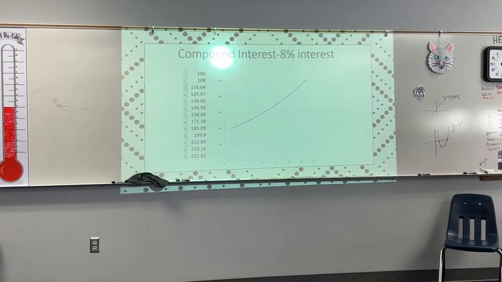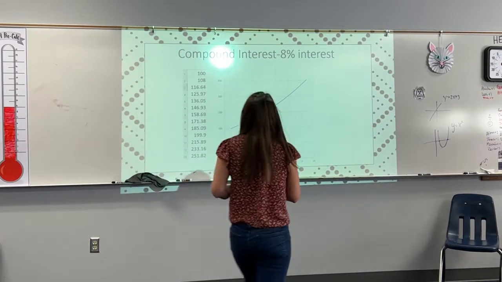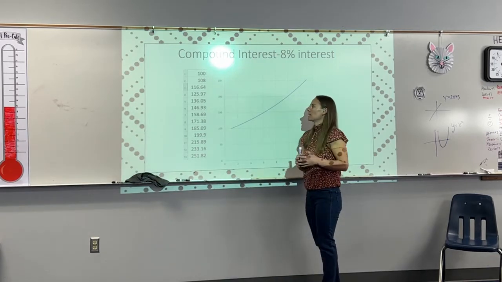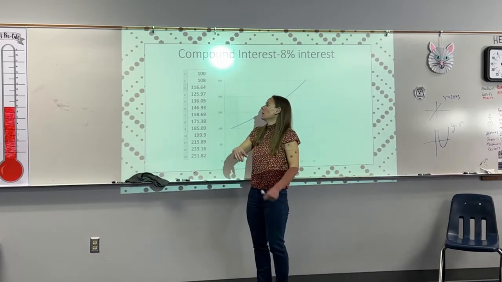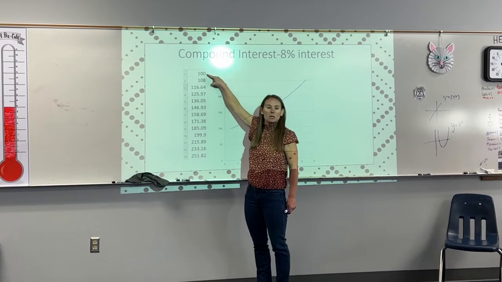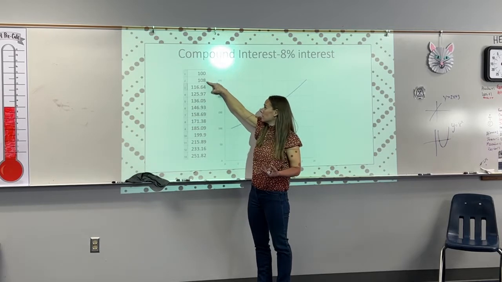Okay, here we go. All right, folks, first topic is compound interest. So what I did here is I said, let's assume that after a month you had $100, and then let's say you got 8% interest. That means you would get $8. So now I'm at $108.